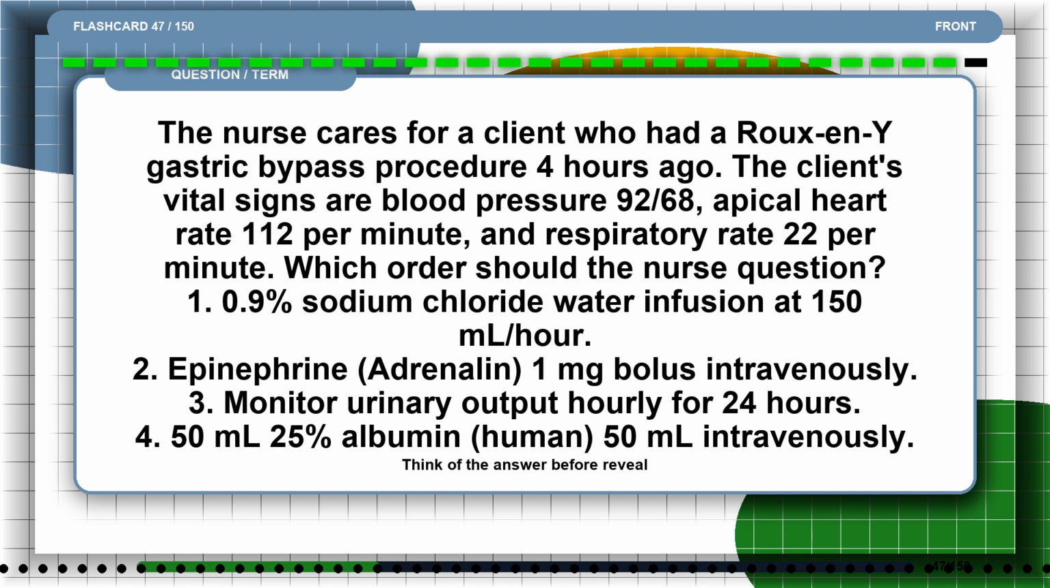Flashcard 47. The nurse cares for a client who had a Roux-en-Y gastric bypass procedure 4 hours ago. The client's vital signs are blood pressure 92/68, apical heart rate 112 per minute, and respiratory rate 22 per minute. Which order should the nurse question? 1. 0.9% sodium chloride infusion at 150 mL/hour. 2. Epinephrine (adrenaline) 1 mg bolus intravenously. 3. Monitor urinary output hourly for 24 hours. 4. 50 mL 25% albumin (human) intravenously. Think of the answer before the reveal.